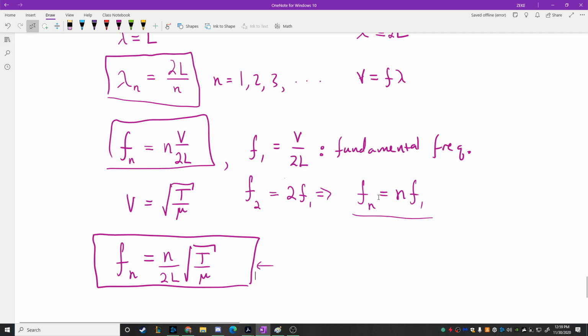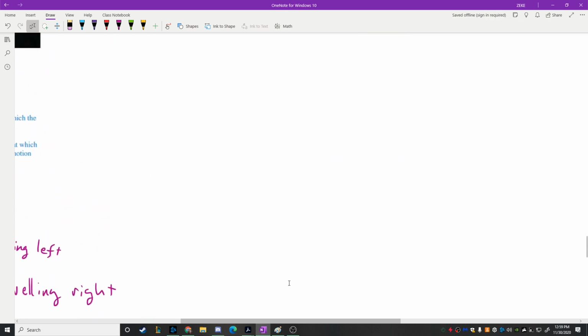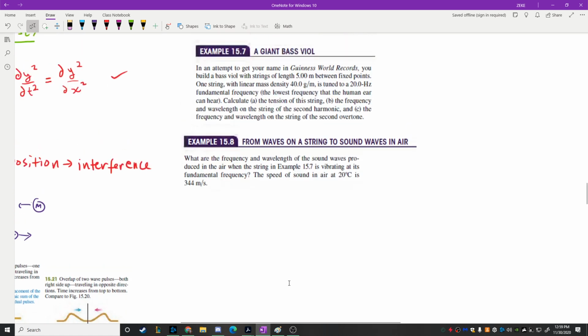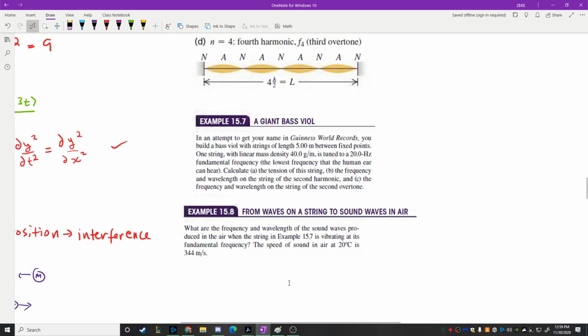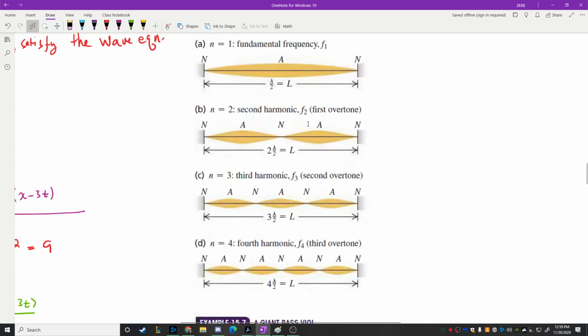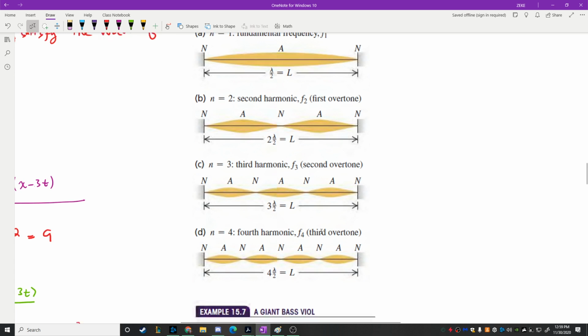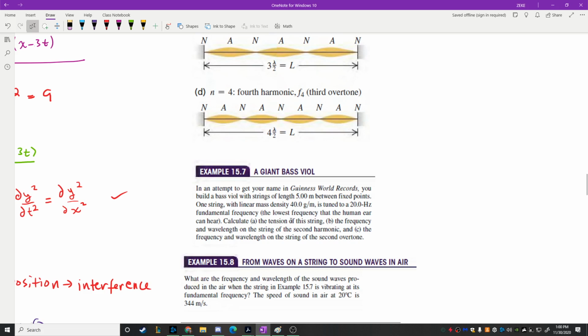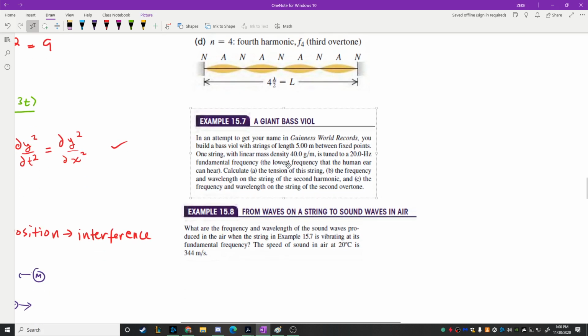Anyway, there we go. I guess we have time to do at least one problem. Fundamental frequency, second harmonic, third harmonic. I don't know which one's better to do. Let's do this one.